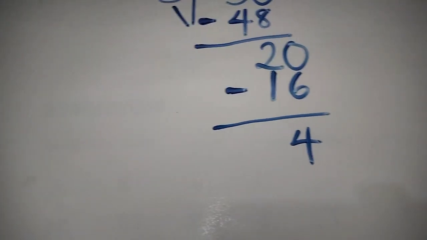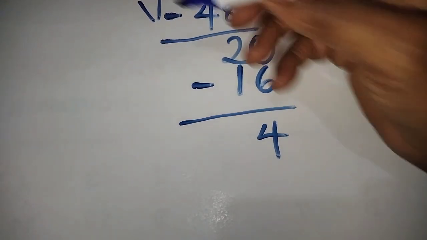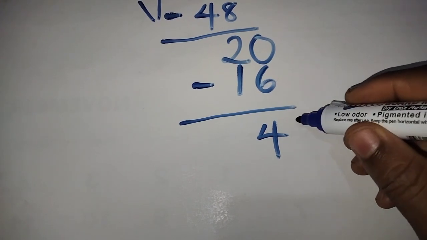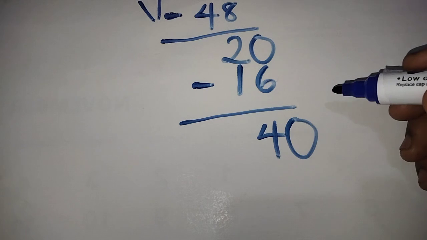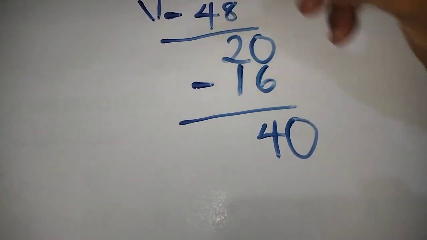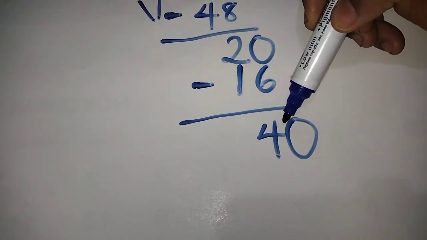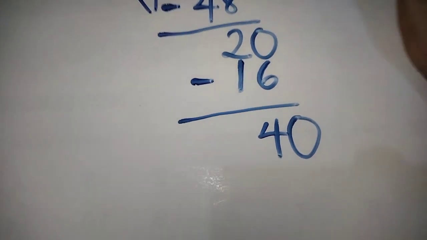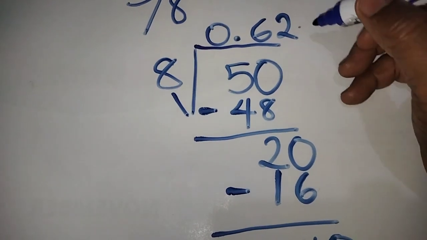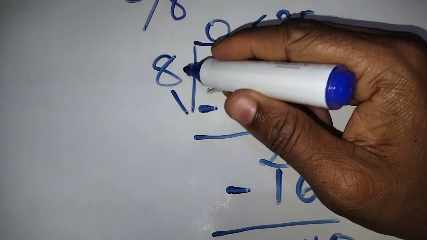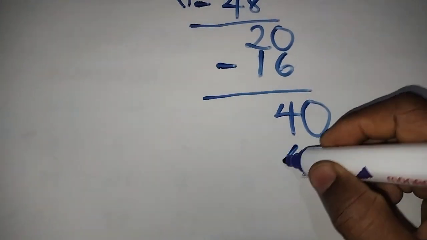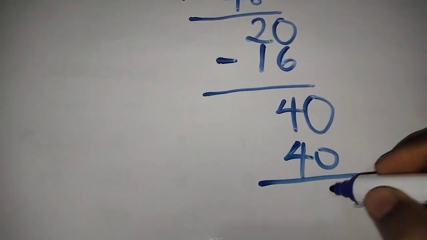Can 8 go into 4? No. So what I do is I'll introduce another 0 here. And then can 8 go into 40 this time? Yes. So 8 can go into 40. So my answer here will still be what? 5. 8 times 5 will give me 40. And then 40 take away 40, and the answer is 0.